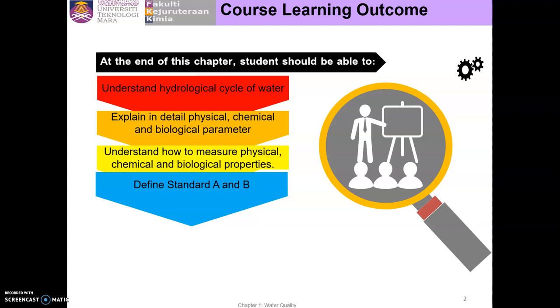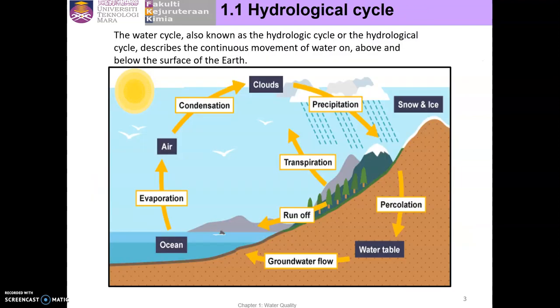So look at the course learning outcome. So at the end of this chapter, the students should be able to understand the hydrological cycle of water, and also able to explain in detail the physical, chemical, and biological parameter. And number 3, the students should be able to understand how to measure physical, chemical, and biological properties, as well as define what is standard A and standard B.